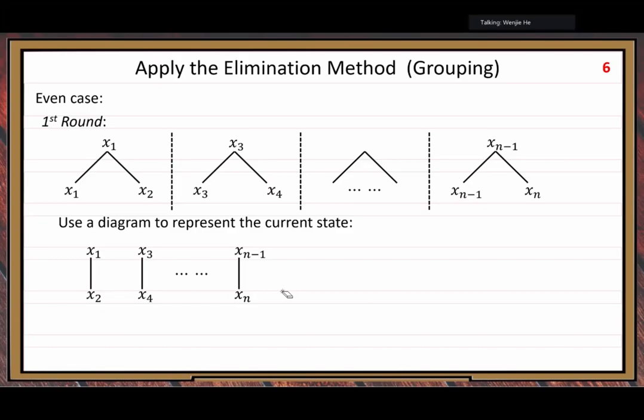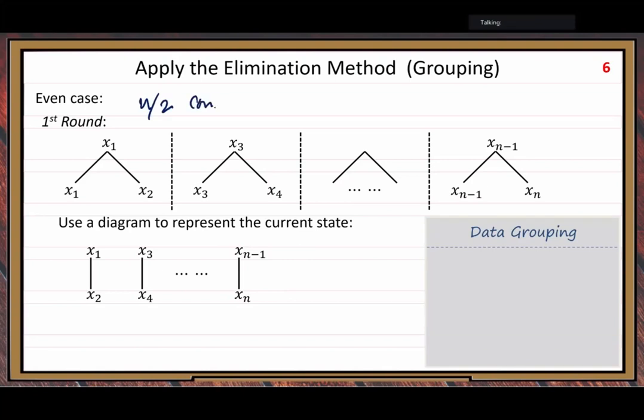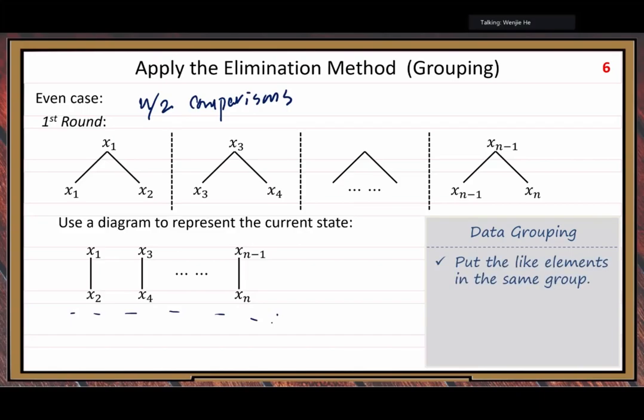All right, so after our first round of comparison, we have n/2 comparisons, right? After n/2 comparisons, we get this result, okay? So here, the data grouping. Next step, after this first round, now we need to do some processing work. This processing work, I summarize as data grouping, some data organizing work.